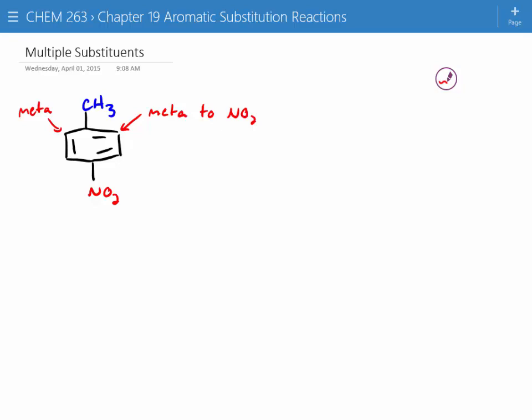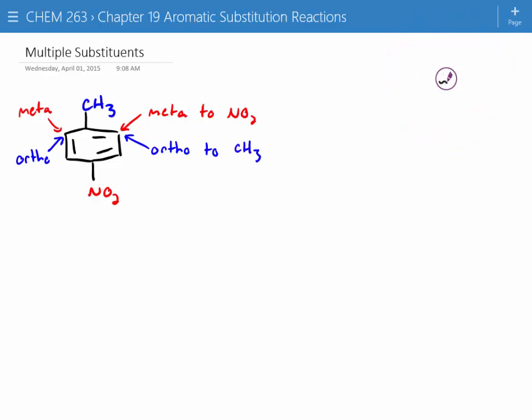All right. What about the methyl group on the top? Where would that direct? Ortho and para, right? So we could say, in this case, it could go into this ortho position, or it could go in this ortho position. What about this one? There's already something there. So in this case, we can't have para attack simply because the nitro group is already occupying that position.